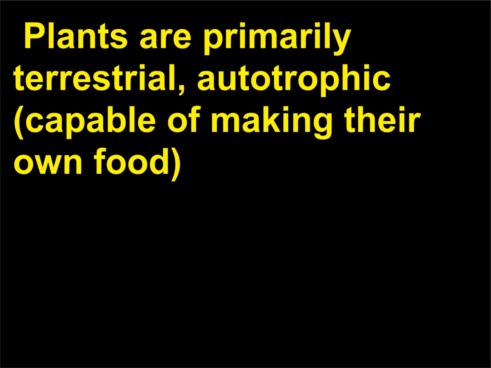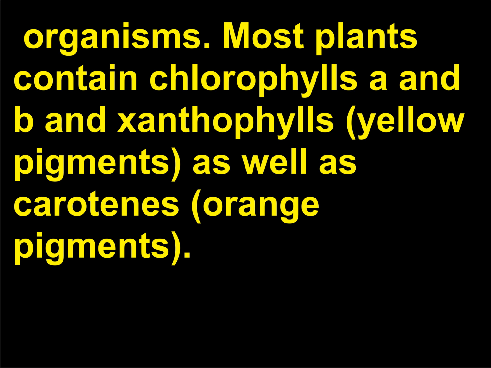Plants are primarily terrestrial, autotrophic organisms, capable of making their own food. Most plants contain chlorophylls A and B and xanthophylls, yellow pigments, as well as carotenes, orange pigments.